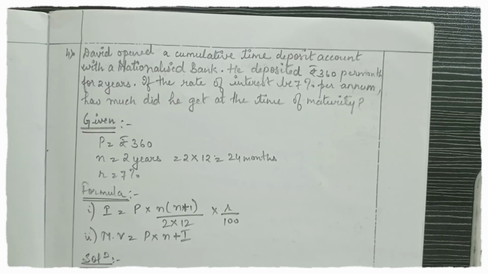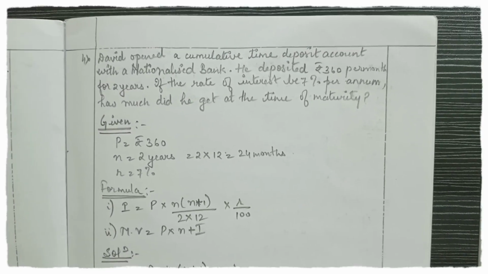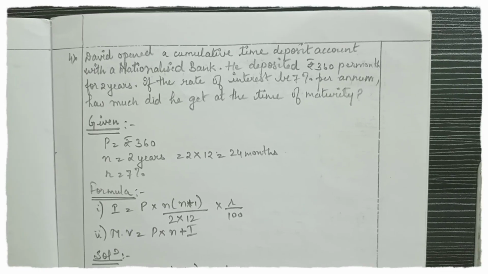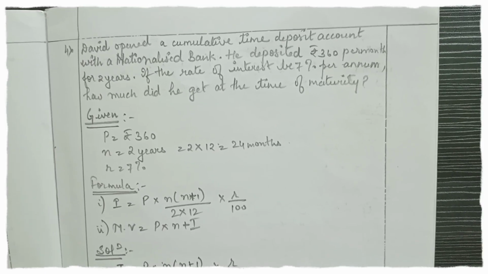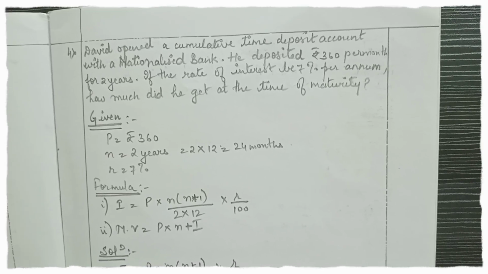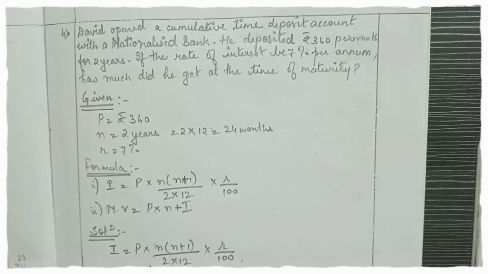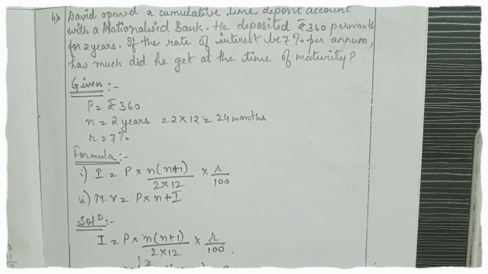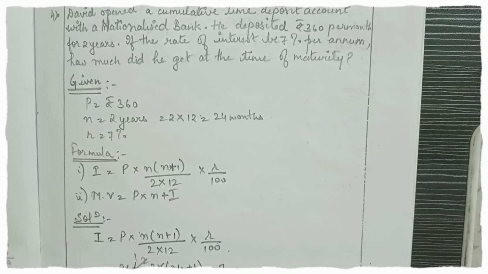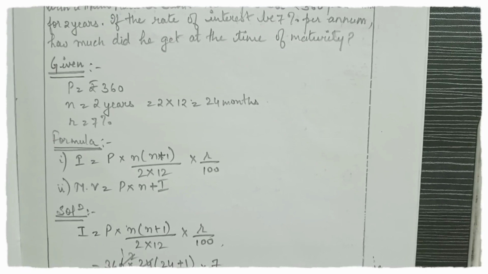Coming on to sum number 4. David opened a cumulative time deposit account with a nationalized bank. He deposited rupees 360 per month for 2 years. If the rate of interest be 7% per annum, how much did he get at the time of maturity? Please do not get confused. I have already stated that recurring deposit and cumulative mean the same.